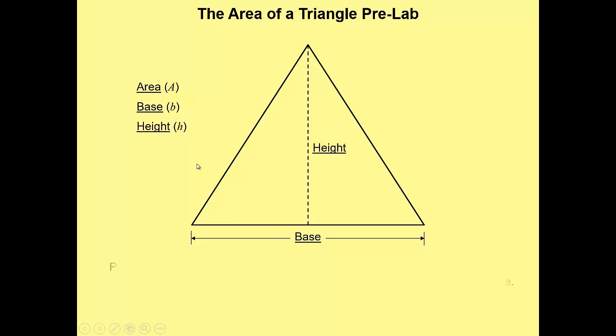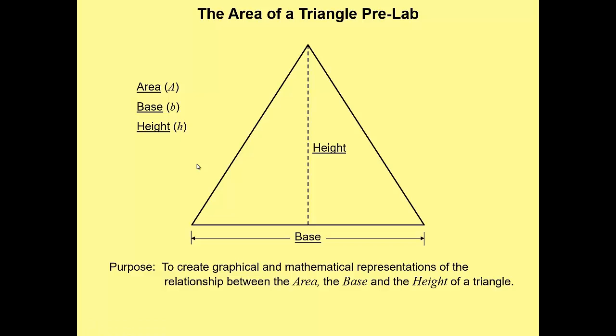So, in this lab, we are going to create graphical and mathematical representations of the relationship between the area, the base, and the height of a triangle. And right away, you might notice our first difference between this and our other two labs. This is a lab that has 3 variables, right? Not just 2. This won't happen all the time, but on occasion, our variables depend on more than one other thing. So we need a multivariable lab. We'll even do a lab eventually that'll have 4 variables in it. But in this unit, 3 is the most we're going to go with.